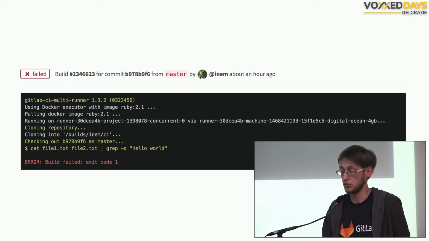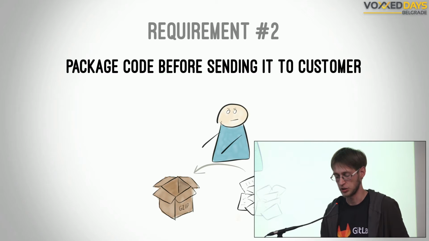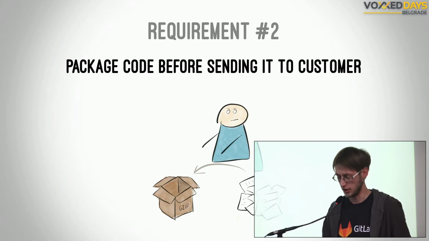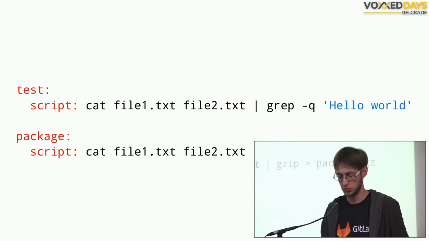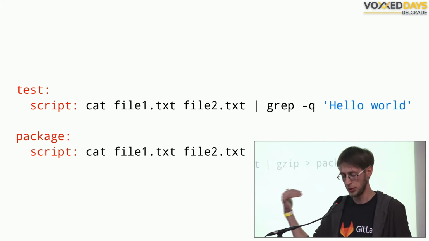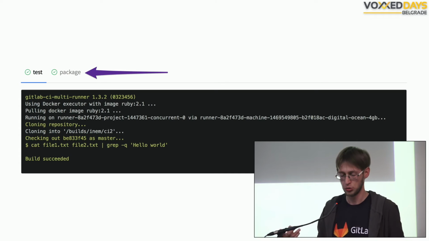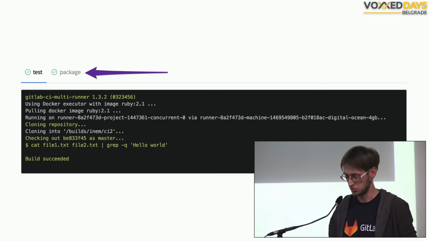Of course, there is a second requirement, and we need to package our code before sending it to customers. We need to package it into a zip file. We already know how to create jobs for CI, so we just add another one. We name it package, we put another script there, and it's working. We now have 2 tabs, and we can switch between them and see the results.